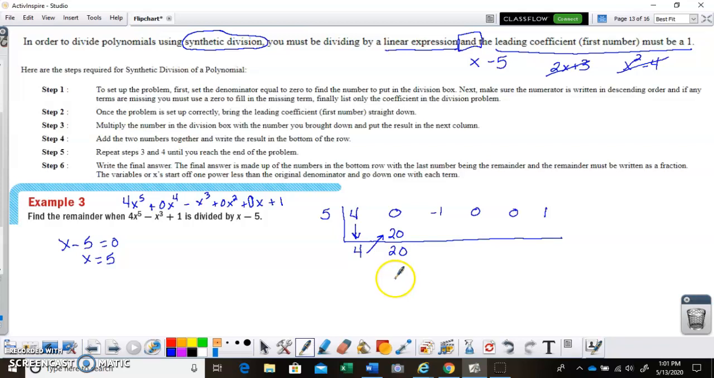Great. Now we're going to repeat those steps all the way until we get to the end. So 5 times 20 is 100. That goes up there, right? And then we add, so that gets me 99. So 5 times 99 would be 495, right? Okay, so that goes up there. And then we add, so we get 495.